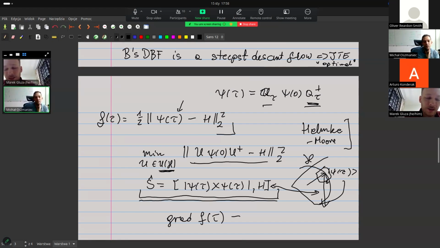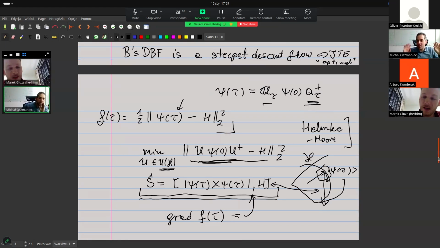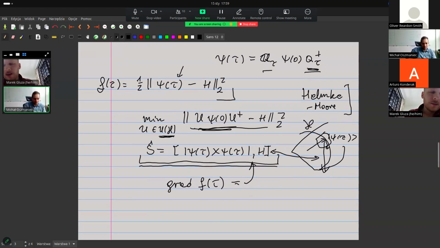And it will turn out that the gradient of f of tau, or if you make the cost function dependent on the point of a unitary with some starting point, then the gradient will be exactly this. Sure, thanks. Okay, so there's a couple of things that I want to tell you.